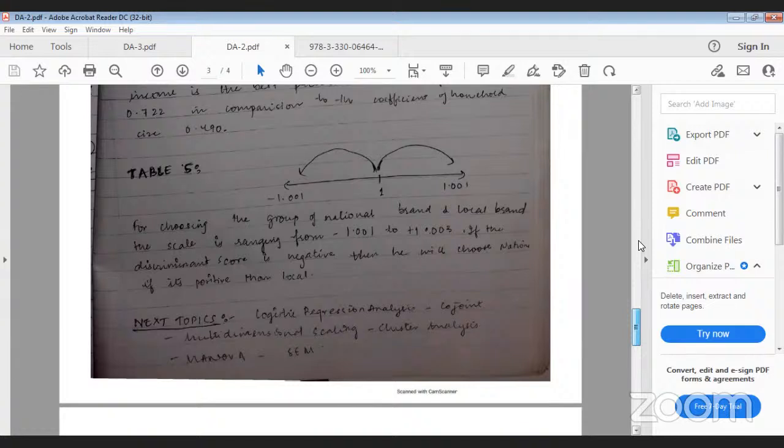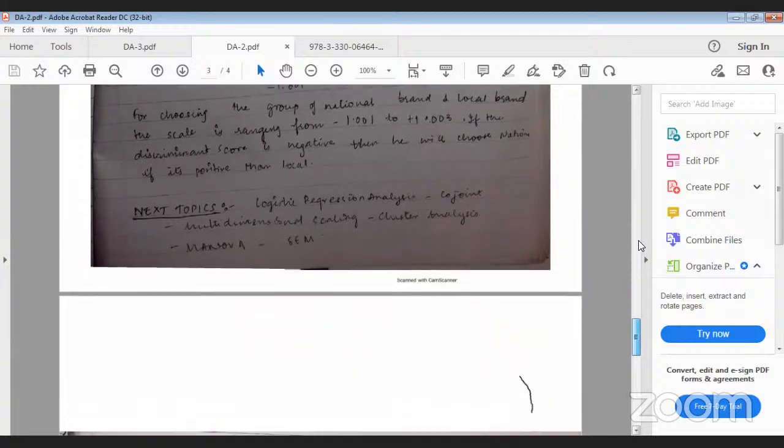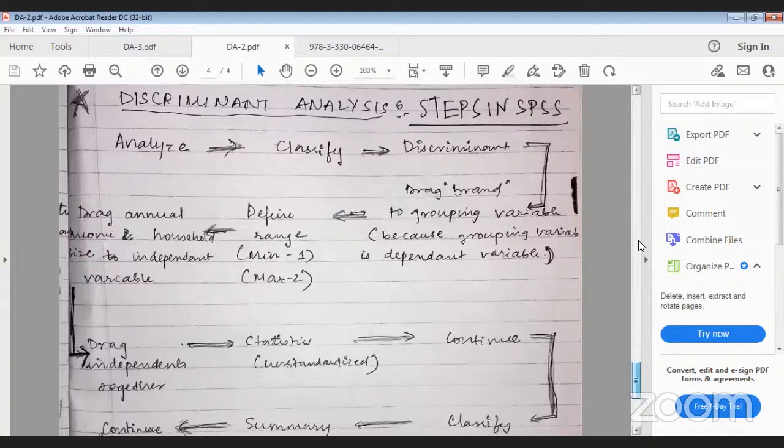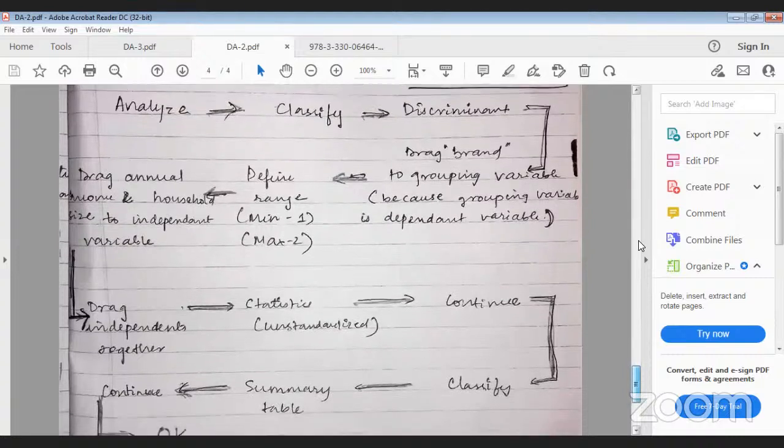If the y value, or discriminant score, is lying between -1 and 1, that means that particular customer will choose the national brand. If the discriminant score is lying between 1 and 1.001, then you'll say that he will choose the local brand. So these are the steps you have to remember. Then we'll come to discriminant analysis: what are the steps to do it through the SPSS package? These are the steps.